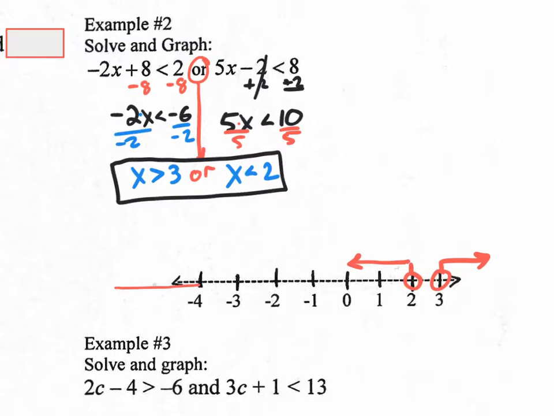Now, obviously, that's kind of pointless to even think that through, because if it's apart with the word or, it has to be apart. If it were a compound inequality written together, then it would have to be an area together.